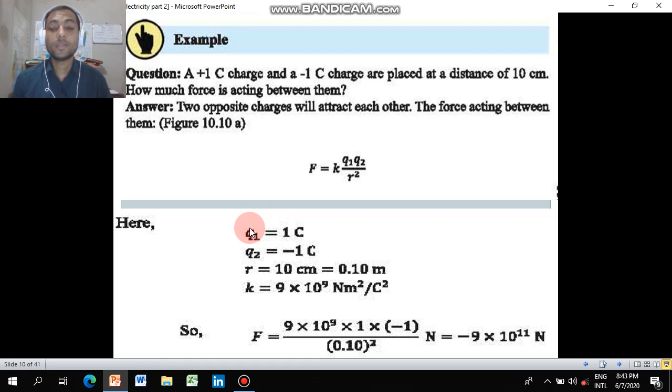If they are positive charges, if they are similar charges, the force will be positive, and which will indicate the repulsive force. But here we get F negative, which indicates the attractive force, because these two charges are dissimilar or unlike charges. One is positive, another is negative.